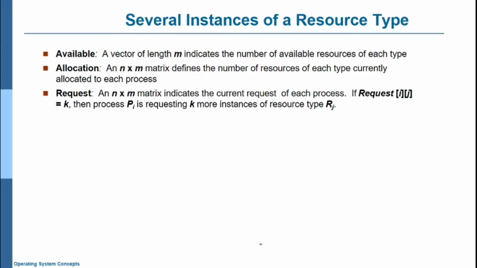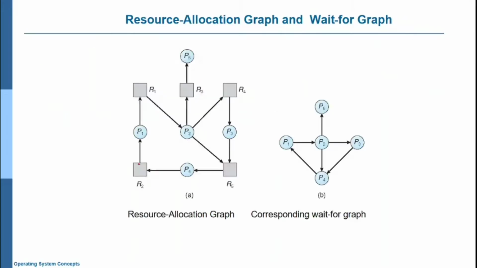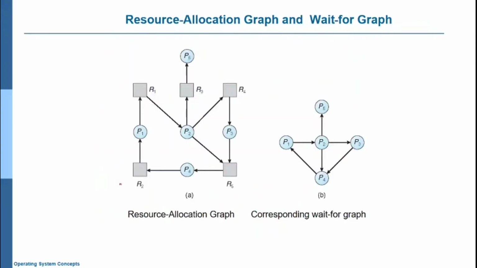Now, several instances of a resource type. Available is a vector of length m that indicates the number of available resources of each type. Allocation is an n cross m matrix that defines the number of resources of each type currently allocated to each process. Request is an n cross m matrix that indicates the current request of each process. So this is one of the examples we see in this previous slide. We will solve this in the regular classes, and one more problem we have taken up and solved.